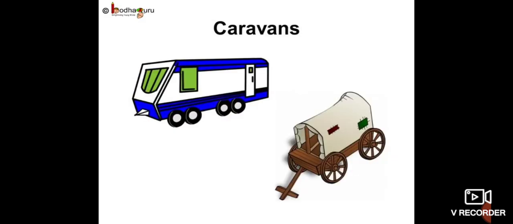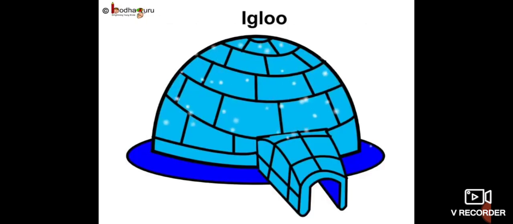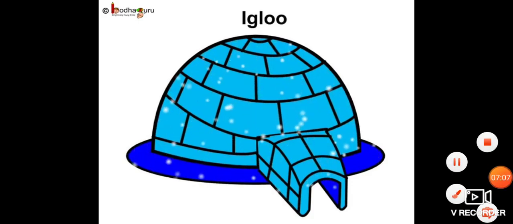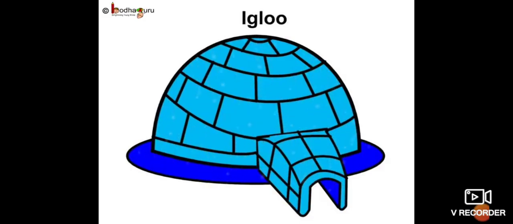But now we will talk about a very different kind of house. It is built from blocks of hard snow. Doesn't it sound exciting? It is called igloo. This is a snow house and normally seen in Arctic regions. It is usually dome shaped. People who live here are called Eskimos.